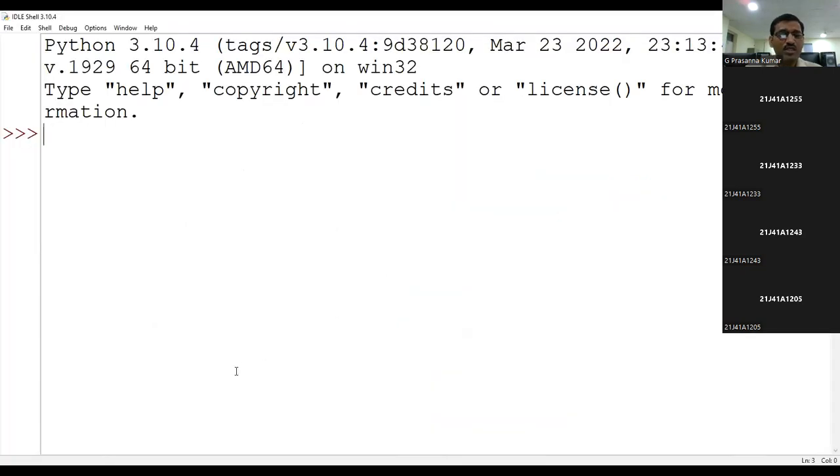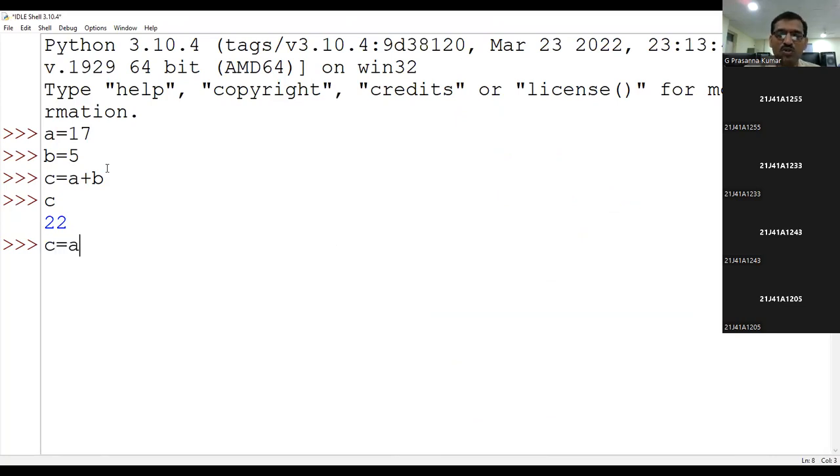Say a equal to 17 and b equal to 5. I have defined two variables a and b, and assigned the values 17 and 5 to the objects. We use one more variable, c equal to a plus b. It gives a result, stored back using the assignment operator. It assigns the value back to c. If you use print c, we can display the result, that is 22. 17 plus 5 is 22.